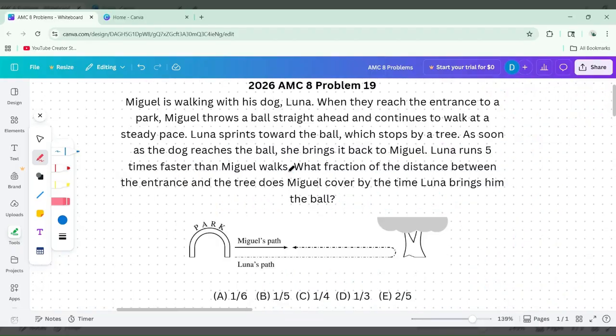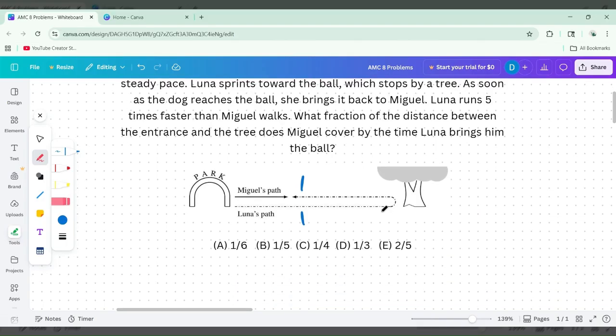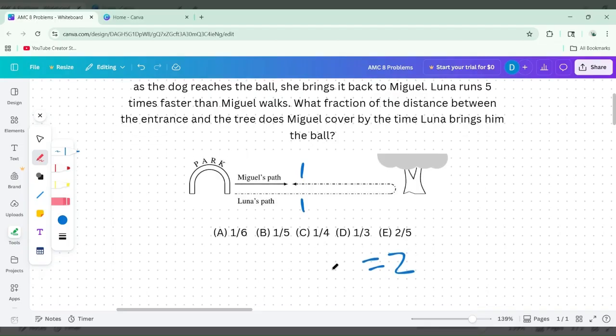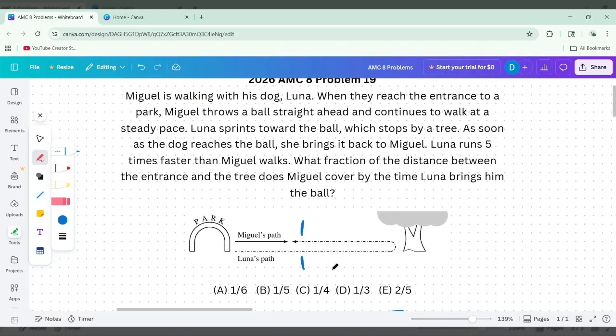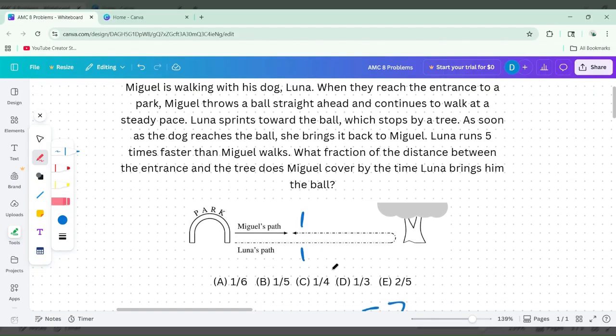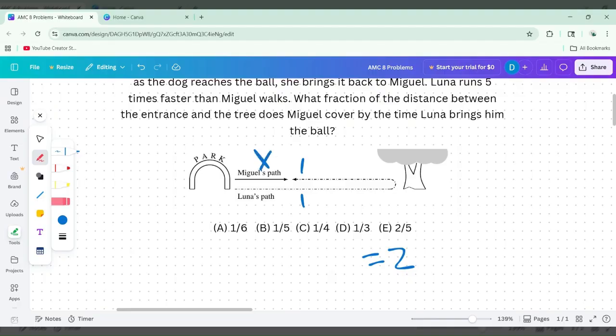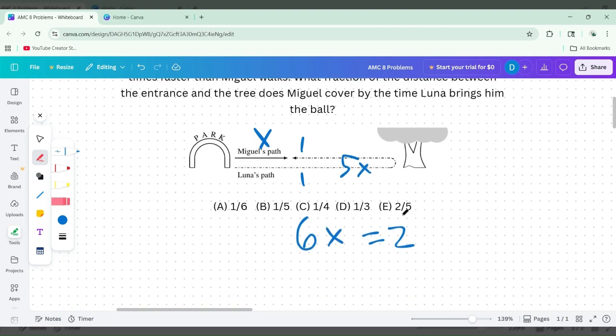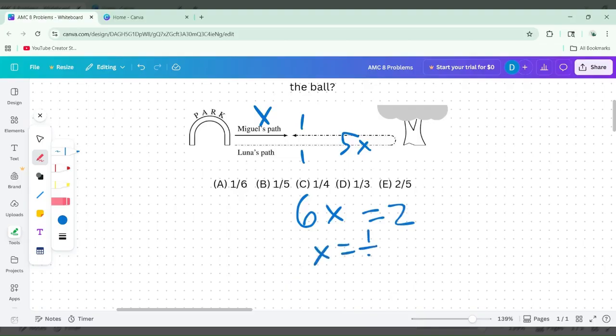And problem 19. Without loss of generality, we can set the distance between the park and the tree as 1. So the total distance of Miguel's path and Luna's path combined together is 2, because Luna runs 5 times faster than Miguel walks. We know that Miguel's path covers a total distance of x, and we know that Luna's path covers a total distance of 5x. Adding them together, 6x is equal to 2, x is equal to 1/3.